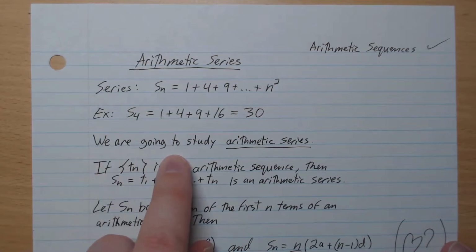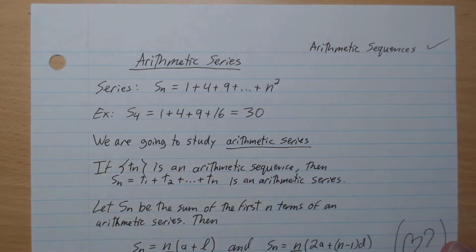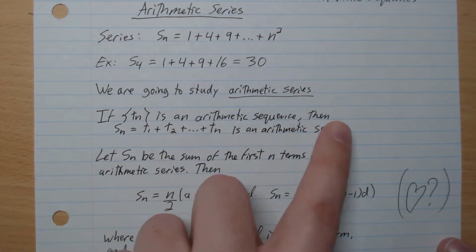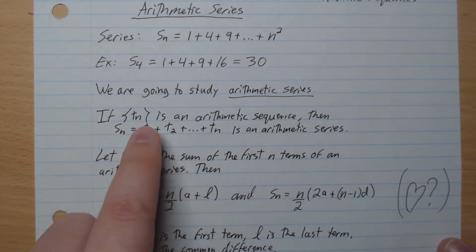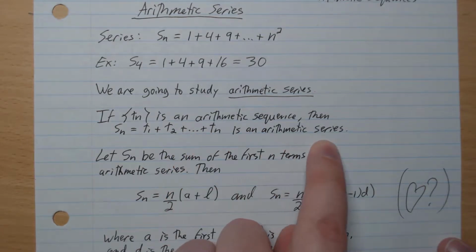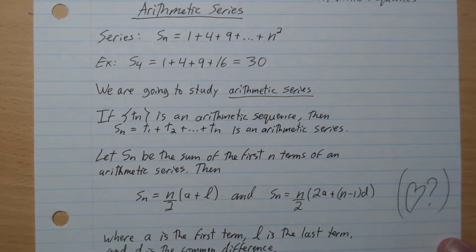And so what we're going to do today is study arithmetic series. And so what is that? If Tn is an arithmetic sequence, then Sn, adding up those arithmetic sequence's terms, is an arithmetic series, like that.